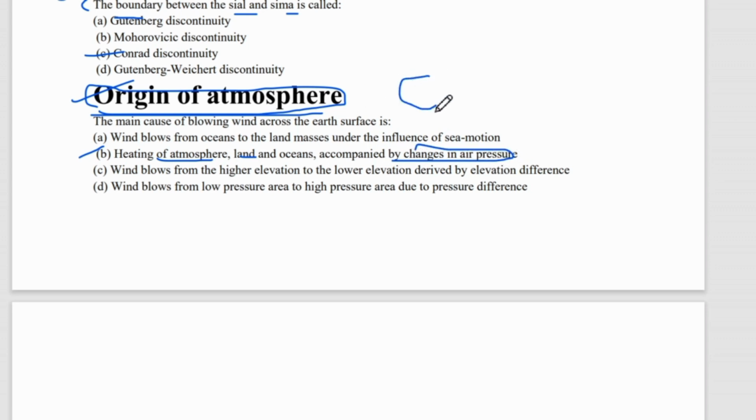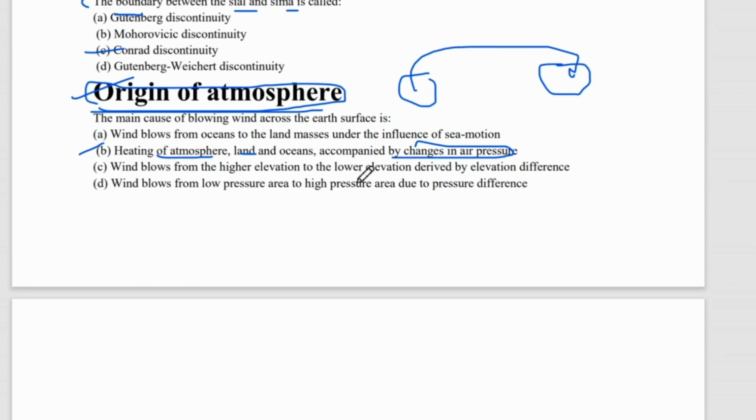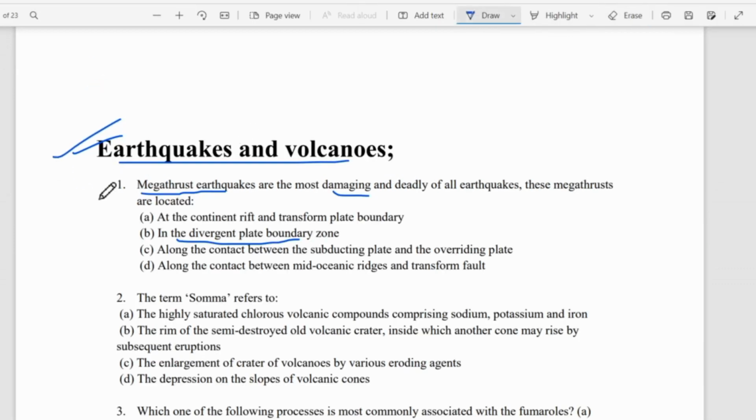Okay, at one place there will be high pressure and at some place there will be low pressure. So air will flow from the high pressure to low pressure area. The third topic is earthquake and volcanoes. So they have made a question out of it like mega thrust earthquakes are the most damaging and deadly of all earthquakes.